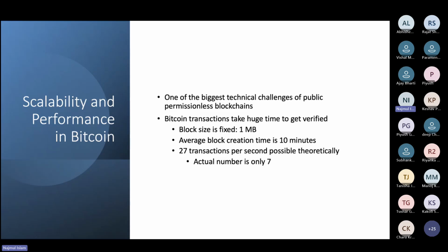The actual number is much less, 7. They have calculated it based on some historical data. So 7 transactions per second is what you actually get. And it might be even less nowadays, but this information is a little old. Or maybe it might be a little bigger also. But anyway, 7 to 10 transactions per second is possible.